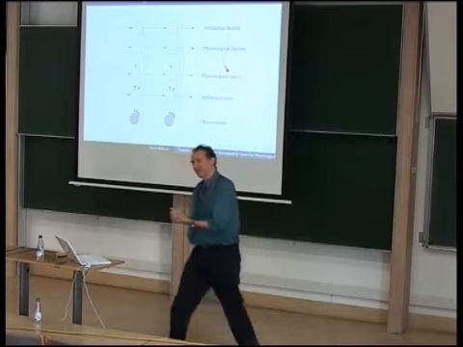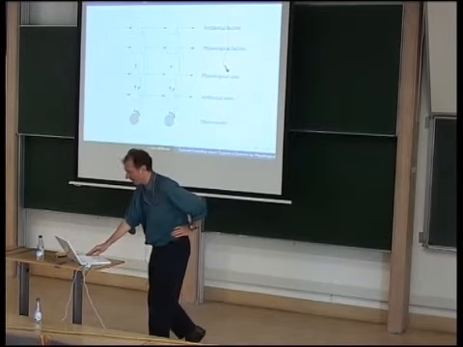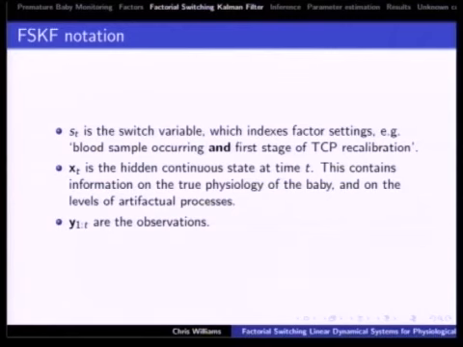So this is the kind of model, and just to get some notation, S of t is the switch variable, which is the cross product of all the different factor settings. Clearly, one of the things we really want to be able to handle is that multiple things could be going on at the same time. A blood sample is occurring, and there's a TCP recalibration, and so on. So we need to have a bunch of discrete variables, and S of t is just the cross product of that state.